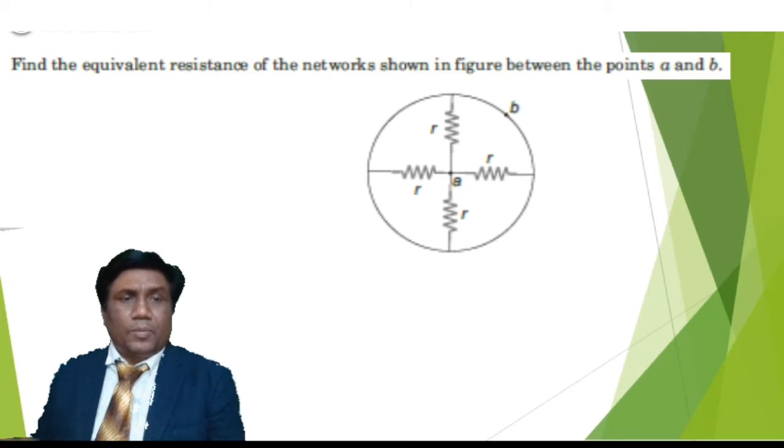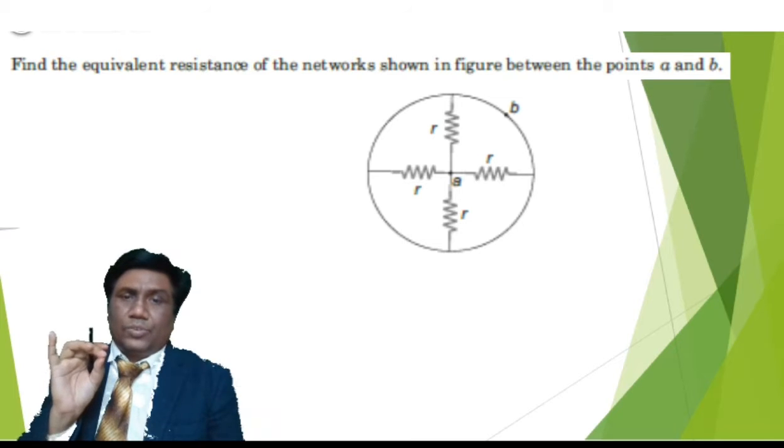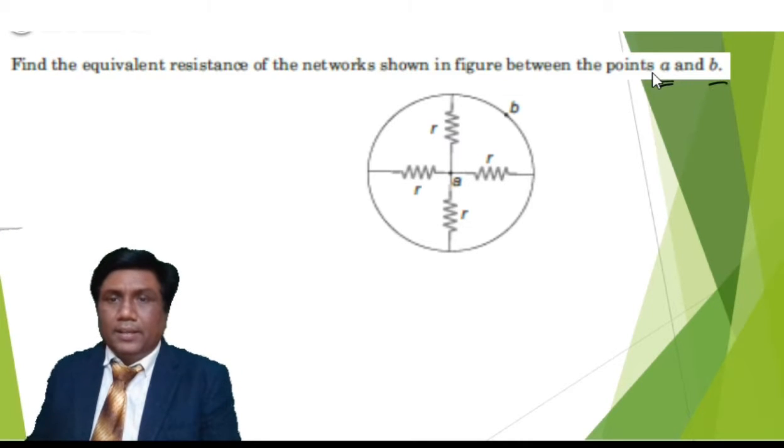So this problem: find the equivalent resistance of the network shown in the figure between the points A and B. So we need to find out the resistance between A and B. The other parts, the periphery, is a metallic wire. We should understand these things. So resistance between A and B is what?